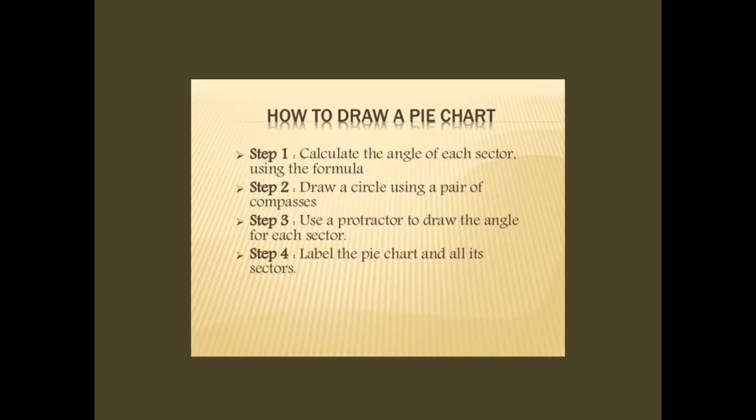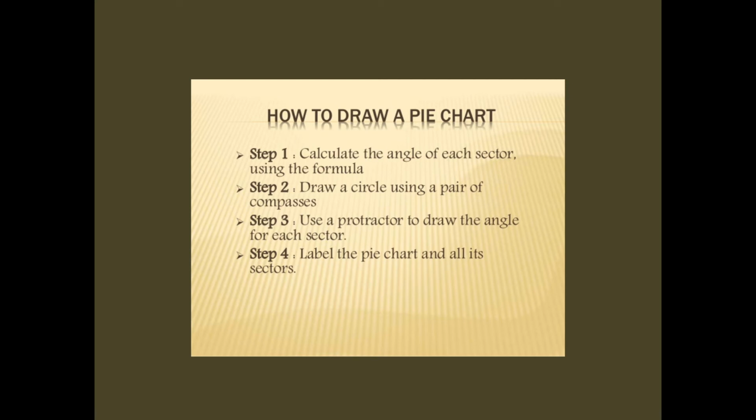Now let us understand how to draw a pie chart. Well, the first step says calculate the angle of each sector using the formula, and this we will learn in the next slide. The second step says draw a circle using the pair of compass. The third step says use a protractor to draw the angle for each sector. And step 4 says label the pie chart and all its sectors.